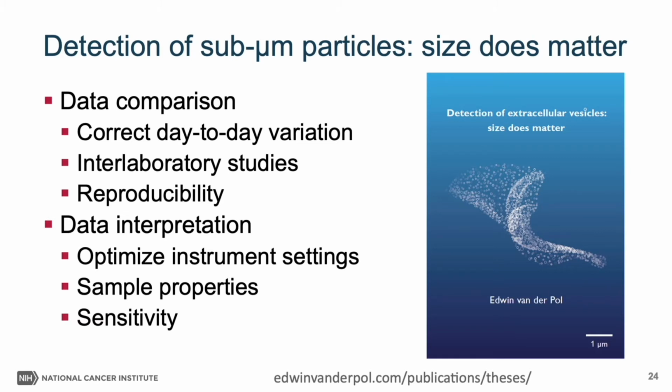Regarding data interpretation, you don't only have access to an important sample property, such as the diameter of your particle, but in turn quantify your sensitivity. And you can use that, for example, to optimize instrument settings.